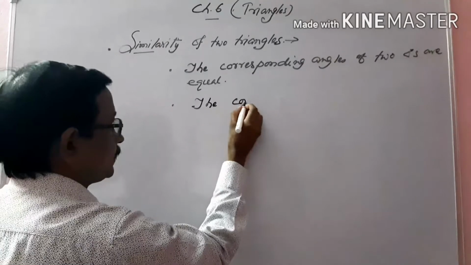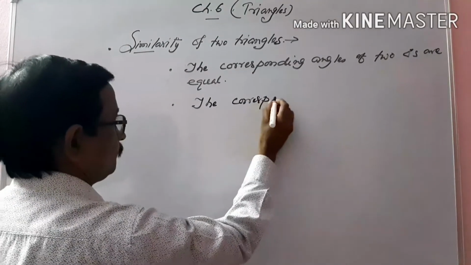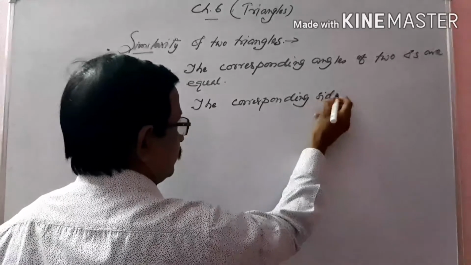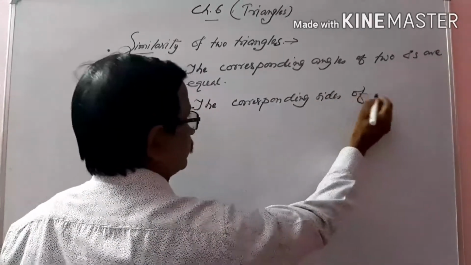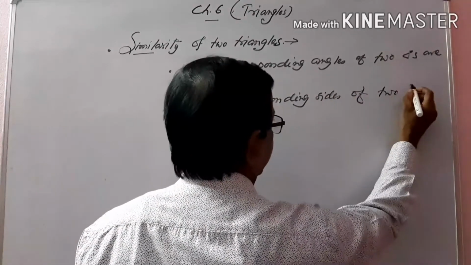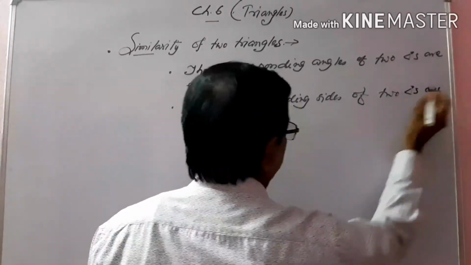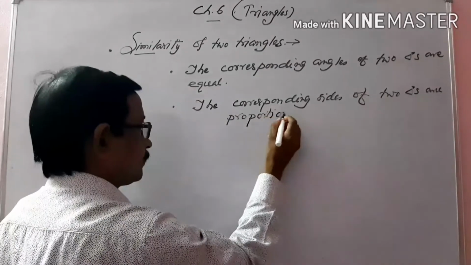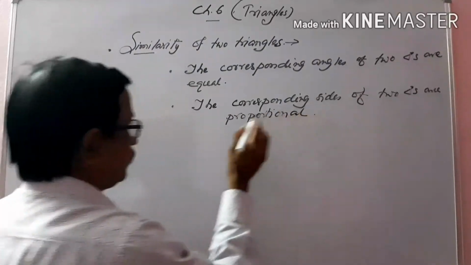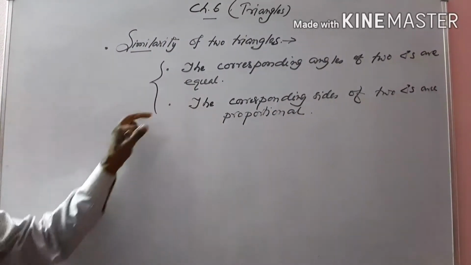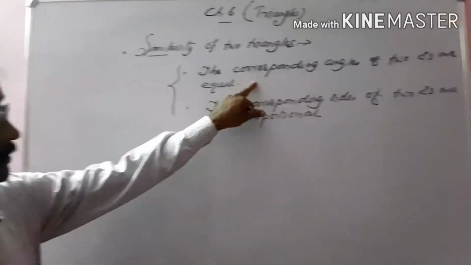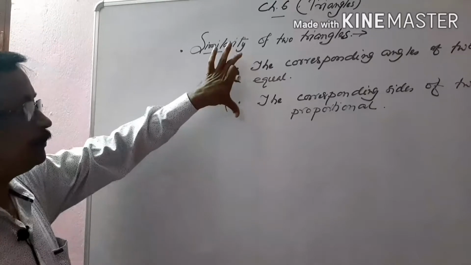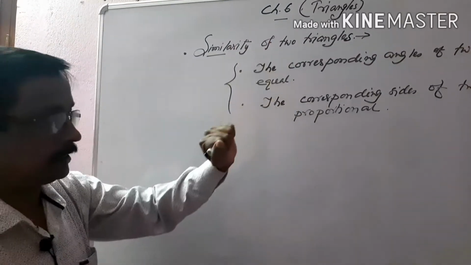the corresponding sides of two triangles are proportional. If these two points are satisfied for two triangles, then definitely these two triangles are similar. These are the basics of similarity of two triangles.